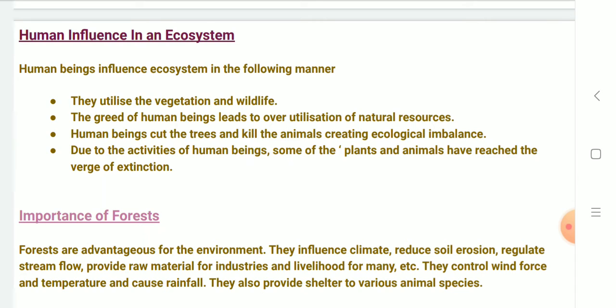Let us see how humans influence the ecosystem. Human beings influence ecosystem in the following manner. They utilize the vegetation and wildlife. The greed of human beings leads to overutilization. Human beings cut the trees and kill the animals, creating ecological imbalance. Due to activities of human beings, some of the plants and animals have reached the verge of extinction.